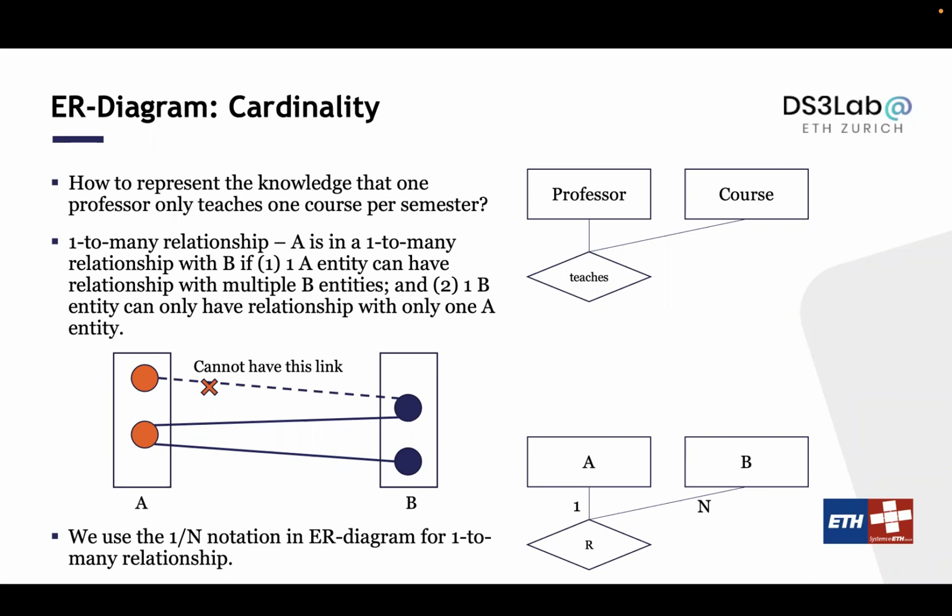So given this notation, if you want to encode information that one professor can only teach one course per semester, essentially what we have is a one-to-many relationship between course and professor. You have the one for the course and the many for the professor, which means that a course can participate multiple times in this relationship, but a single professor can only participate once. That is, one professor can only teach one course. But of course, the same course can be taught by different professors. That is what you are trying to say by having this notation.